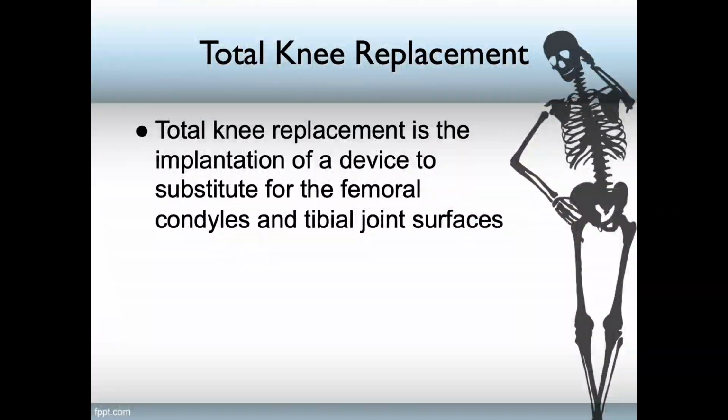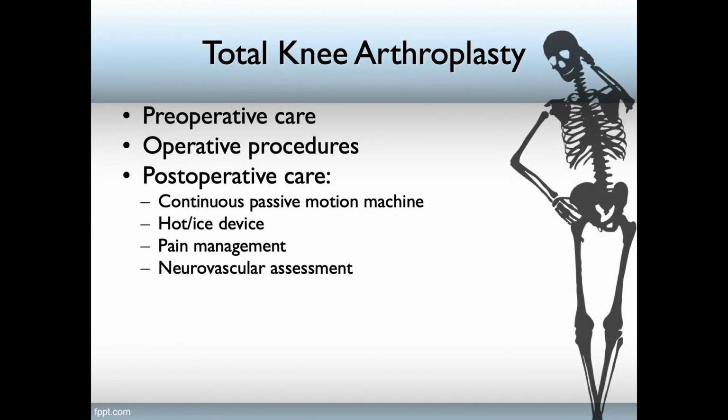The type of arthroplasty is called total knee replacement, which is the implantation of a device to substitute for the femoral condyles and the tibial joint surfaces. Many people who suffer from arthritis of the knees will need total knee replacement. Preoperative care also includes assessing for the contraindications, which include infection, presence of osteoporosis, inflammation, and comorbidities such as uncontrolled diabetes or hypertension, all of which can lead to serious complications.